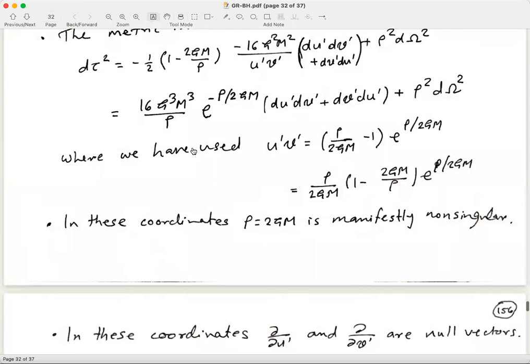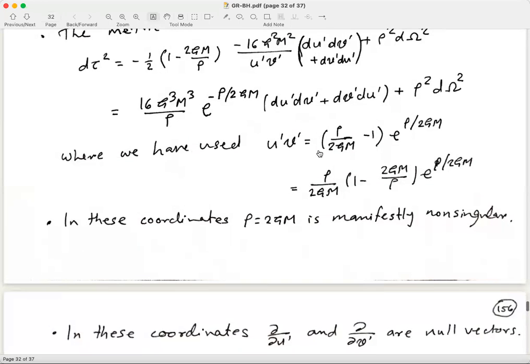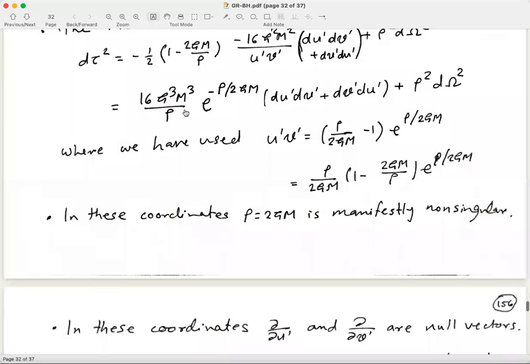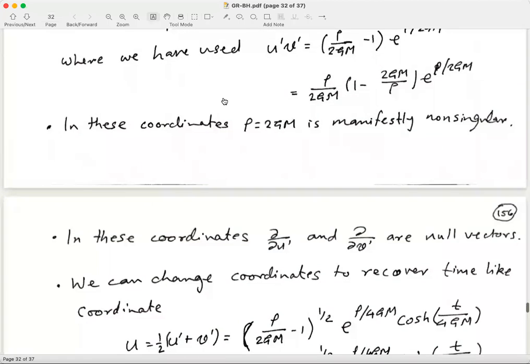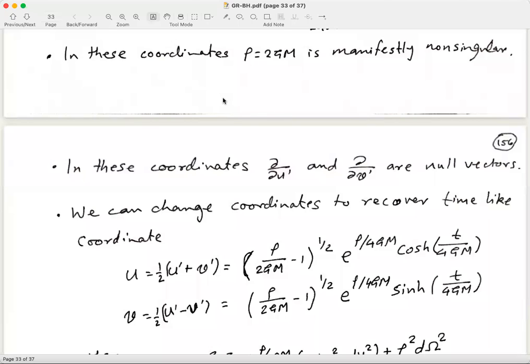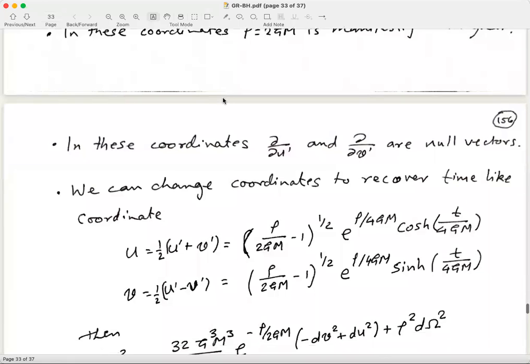Now, notice one more thing: because there is a du prime dv prime factor multiplied by some overall term, u prime and v prime are null directions. Therefore you can write down del u prime and del v prime as the null vectors. There's an overall factor sitting around outside, but light cones are at 45 degrees. Good.